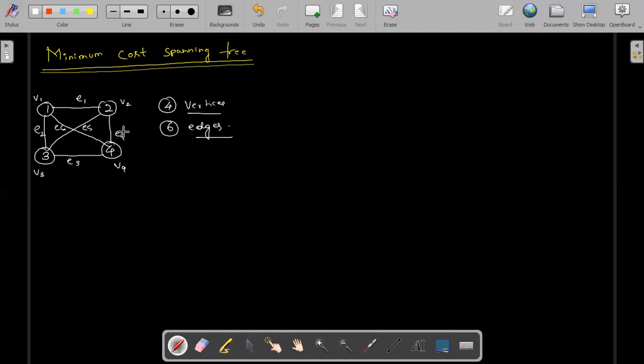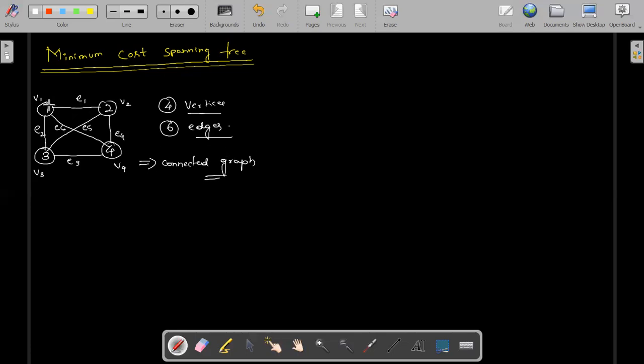Okay, so what kind of graph is this? See here, what kind of graph is it? Basically it is a connected graph. Okay, it's connected, why is it connected? You can ask me, sir, why is it connected, sir?